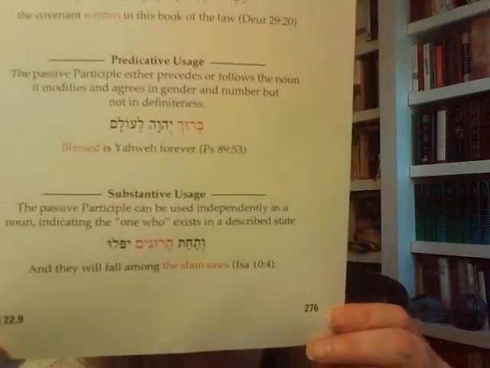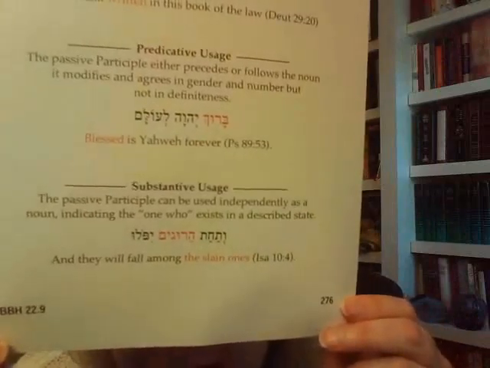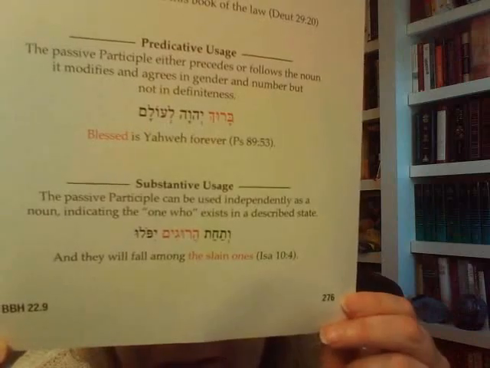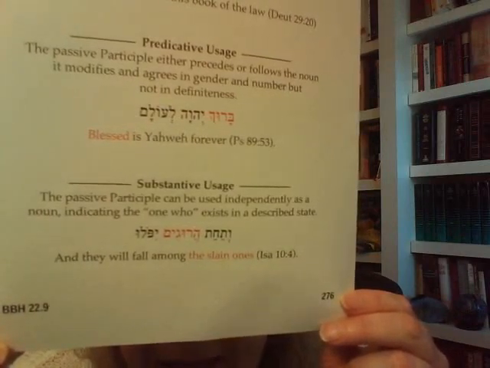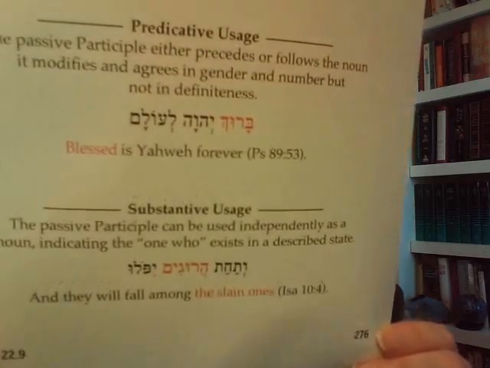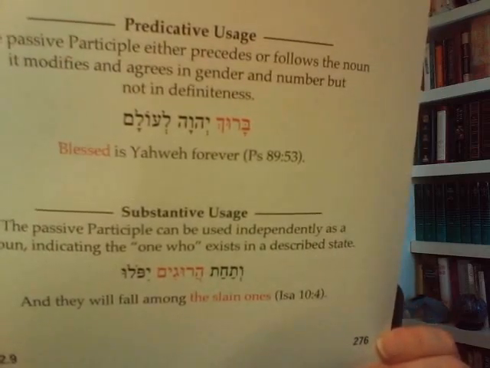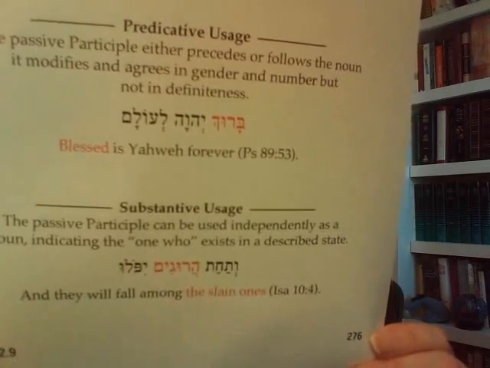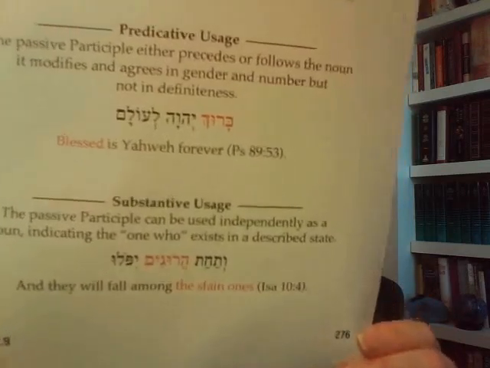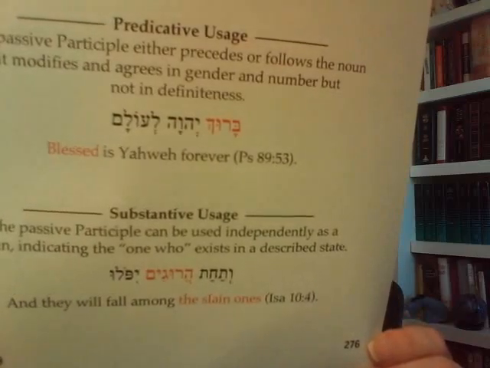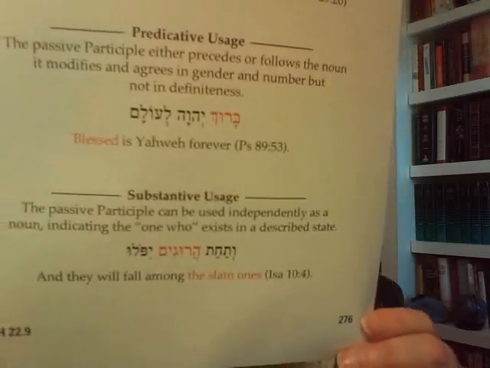And then the substantive use. The passive participle can be used independently as a noun, indicating the one who exists in a described state, and they will fall among the slain ones. Wathahath Harukim Yapolu, and they will fall among the slain ones. So there you have the substantive, the attributive, and the predicative use.